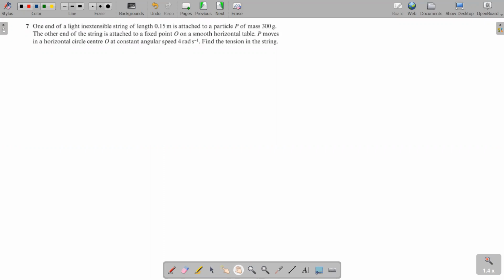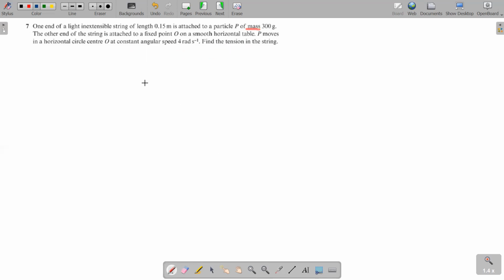So one end of a light inextensible string of length 0.15 meter is attached to a point P of mass 300 grams. Remember, this is mass, not weight. Those small things make a difference. So it's mass, which means this is in grams, 300 grams. The other end of the string is attached to a fixed point O on a smooth horizontal table. P moves in a horizontal circle, center O, at a constant angular speed 4 radians per second. Find the tension in the string.